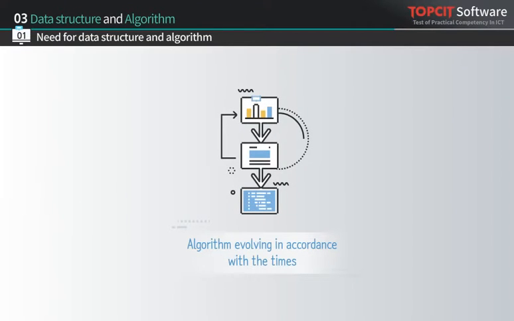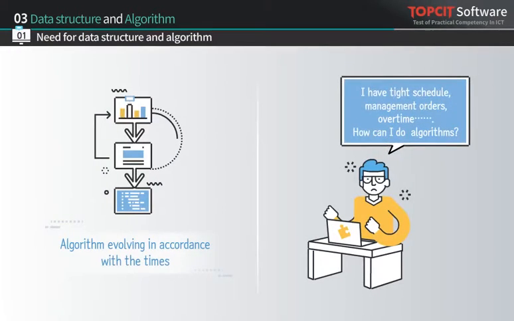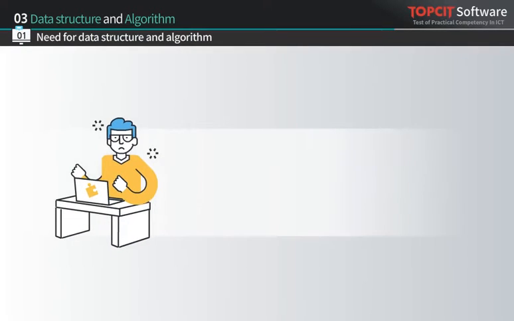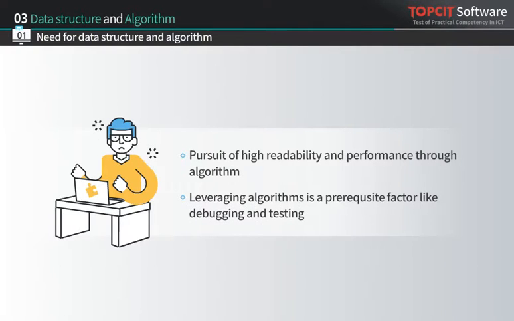Thus, an algorithm has a flash of thought and ideas that flow through the period of time. But we have little opportunity to take advantage of algorithms in the field due to tight schedules, management orders, and overtime. However, software developers must pursue better performance and higher readability through an algorithm, even if he or she develops the same thing, and should remember that it is no different from debugging and testing as well.